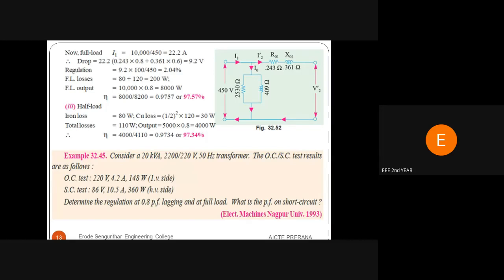Here, in off-load conditions, the iron losses in any load condition are equal to 80 watts, but the copper losses we have to divide per x squared. So off-load means 0.5 squared into the total full load losses. Okay, you can get the off-load copper losses, because copper losses are the variable losses.